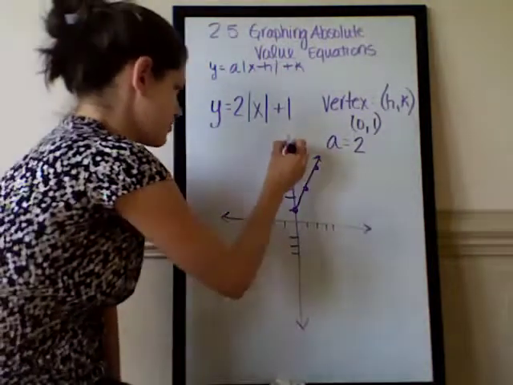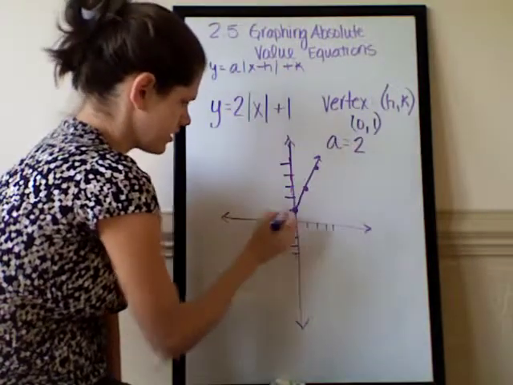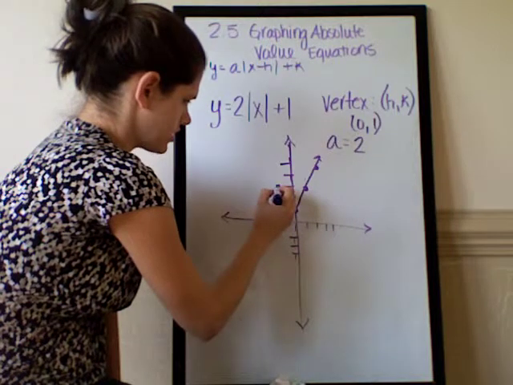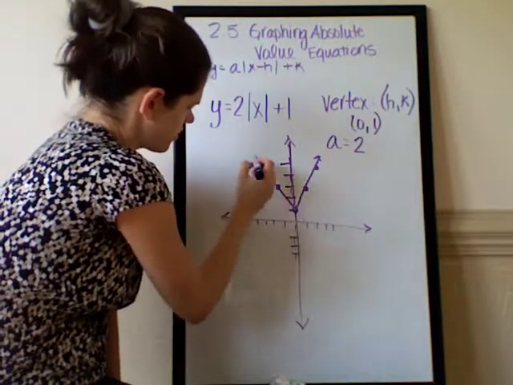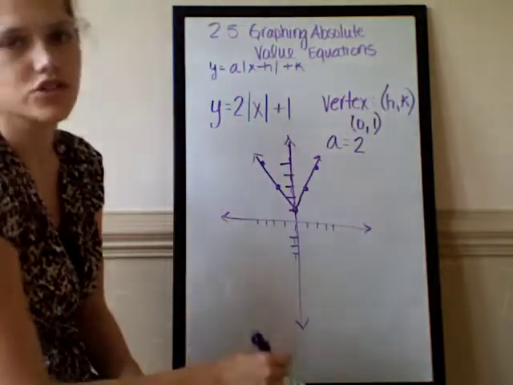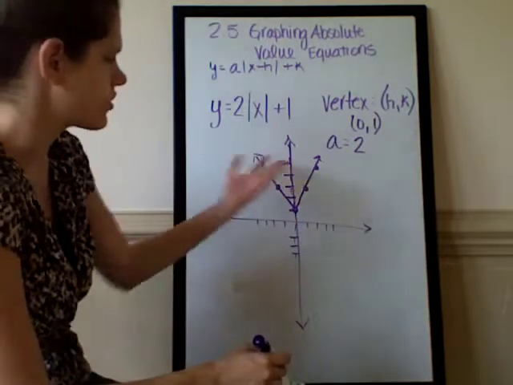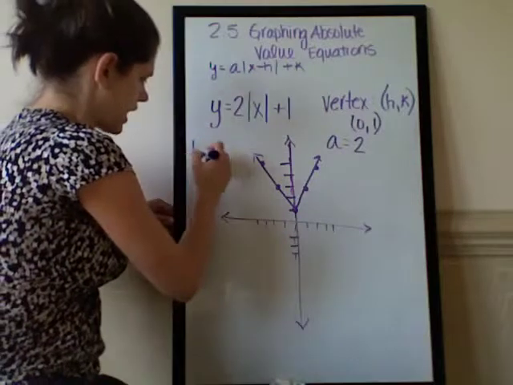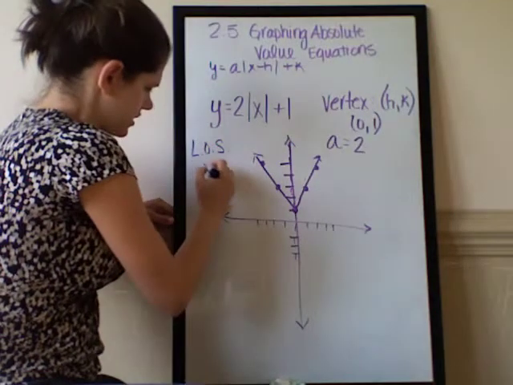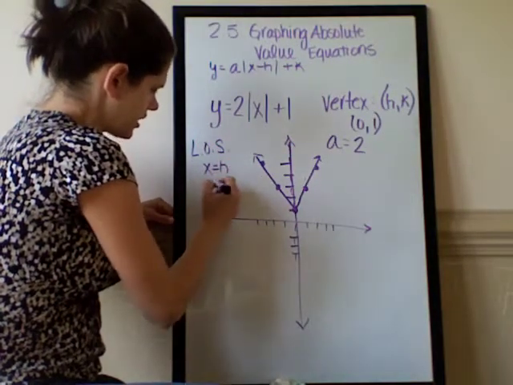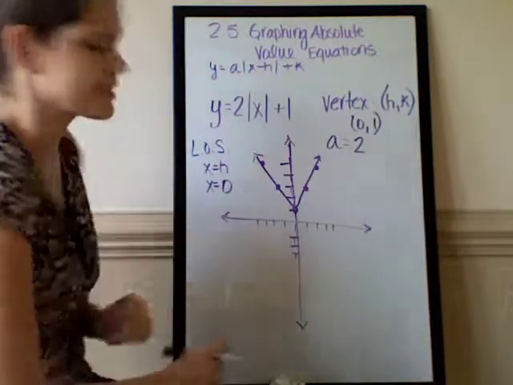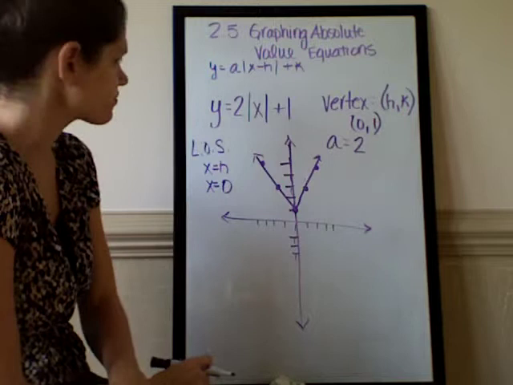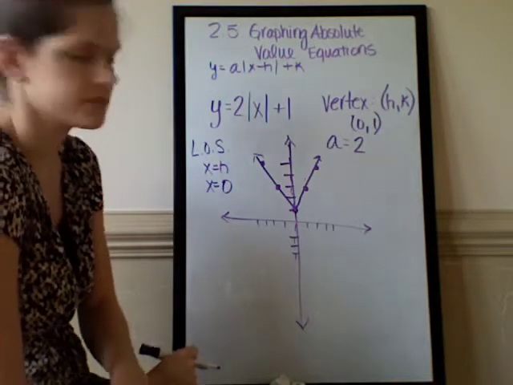Your line of symmetry is occurring at your vertex, which means up 2 over 1 on this side, up 2 over 1 here, your V shape. Remember, mirror what's on that side. Line of symmetry is x equals h, and in this case, your h value is 0. So x equals 0 again.